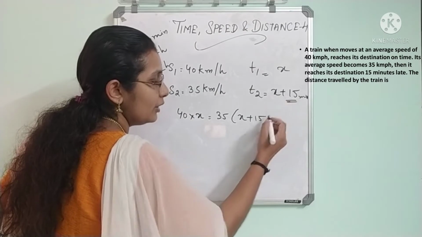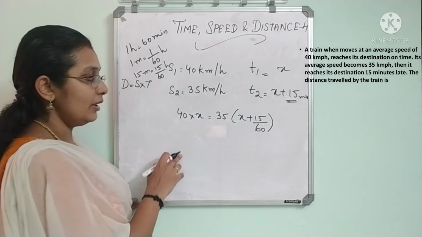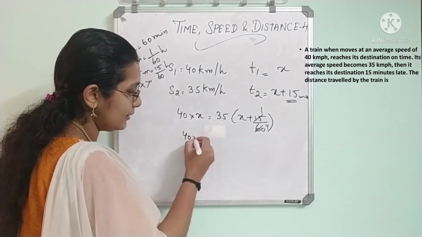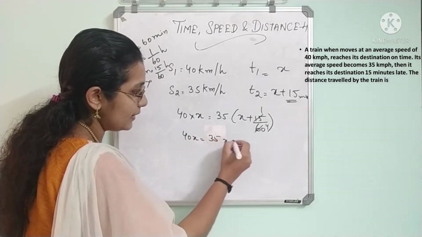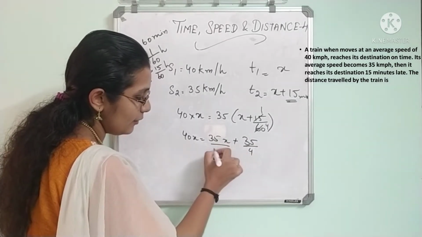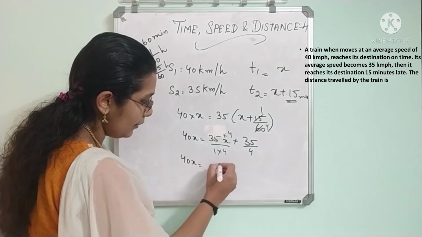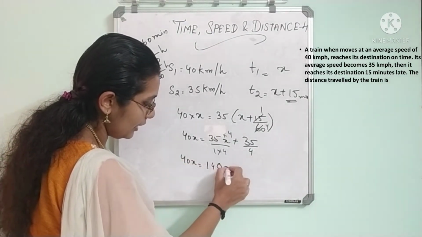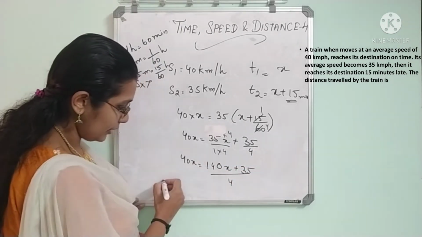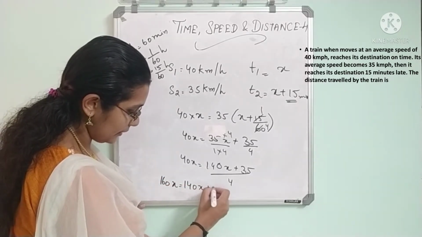So here, on converting 15 minutes to hours, we will get it as 15 by 60 hours. Clear? Now you can simplify 1 by 4. So 40x is equal to 35x plus 35 by 4. On taking LCM, you get 1 into 4 into 4. Clear? So 40x is equal to 5 4s are 20, 4 is 140x plus 35 divided by 4. So taking this 4 here, you get 160x is equal to 140x plus 35.